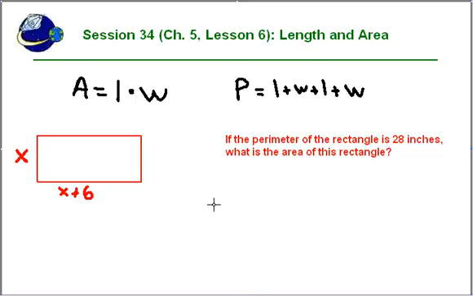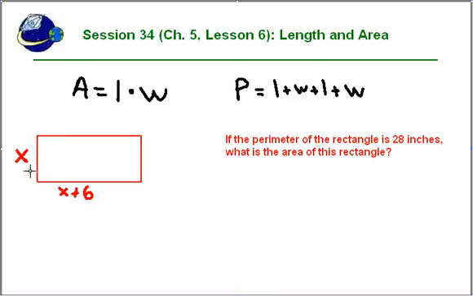Session 34 here is going to be going over length and area, and more frequently perimeter and area, especially for the rectangle. And then using algebraic expressions and formulas to try to determine the answer for problems based upon either the perimeter or the area.